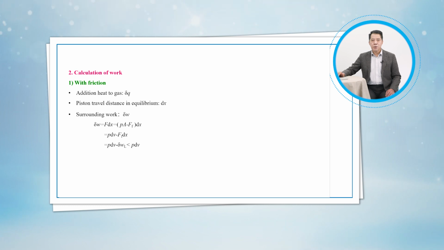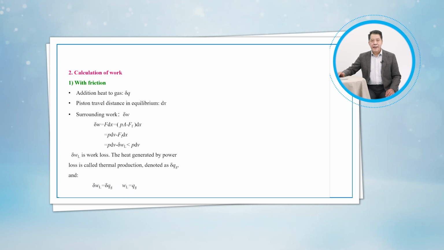Secondly, let's calculate the work. Let's calculate the work firstly with friction. Heat addition to the system is. Piston travel distance is. The work is the expansion work subtracting the work loss and is expressed as. The heat generated by the power loss due to the friction is called thermal production.